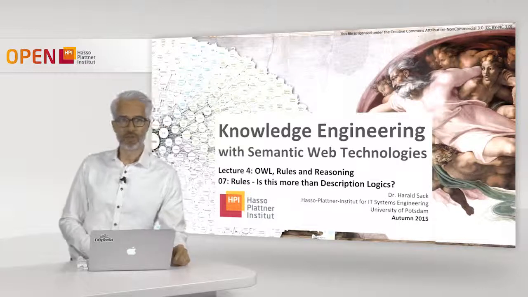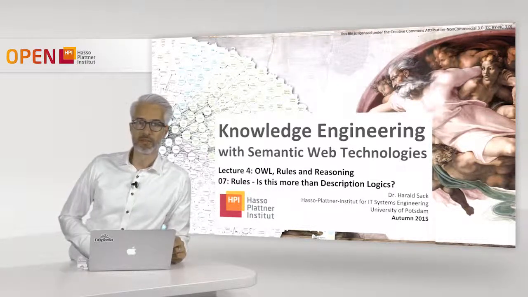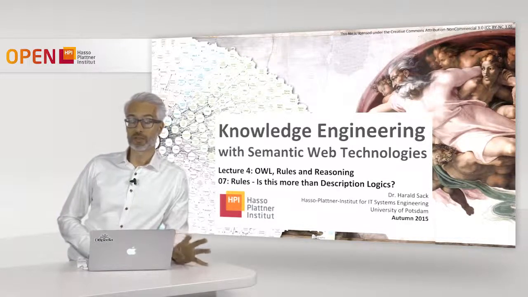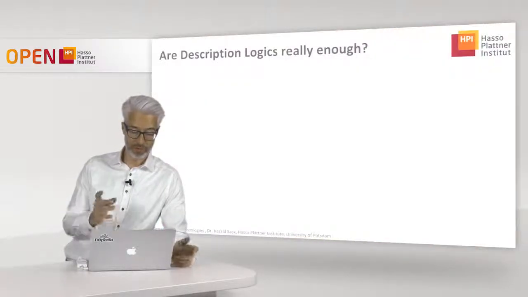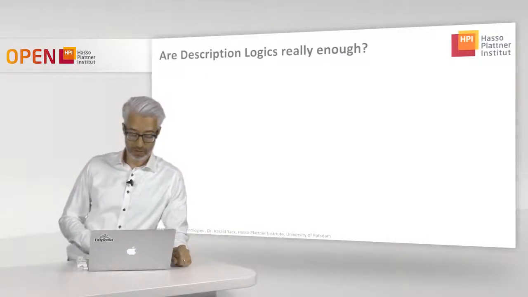This is Knowledge Engineering with Semantic Web Technologies, lecture number 4, FOL Rules and Reasoning. And today we want to talk about rules, and we want to answer the question whether rules are more powerful, whether they are more than the description logics we already know. So, yeah, the problem here is, are description logics really enough?